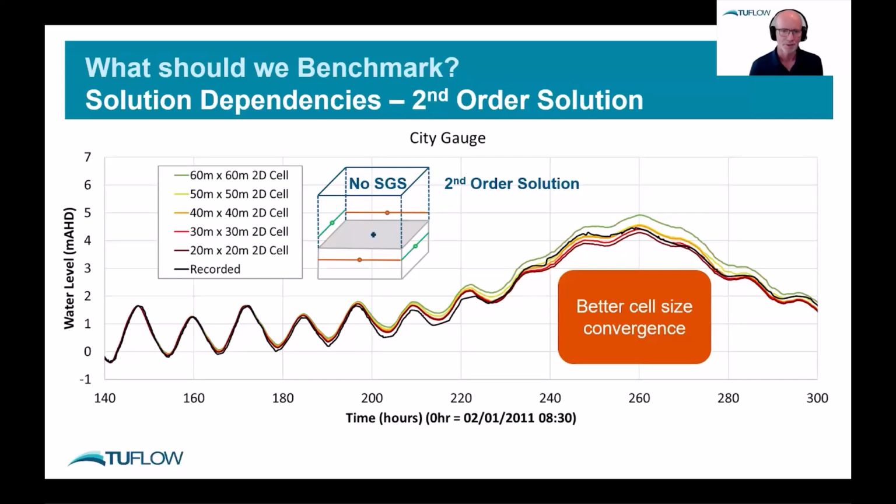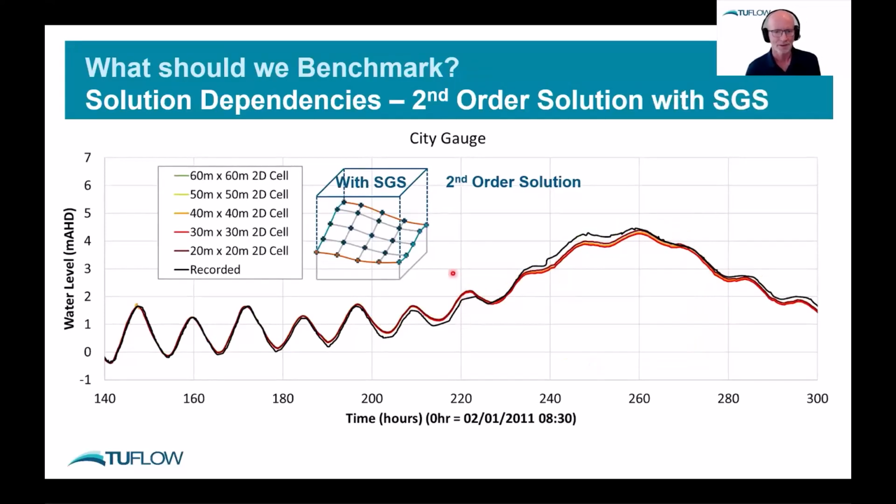So we've improved things there by just simply going from a first order to second order. If you add in the feature we call subgrid sampling, where each cell is actually sampling the underlying terrain data at much higher accuracy, so you're working with effectively cross sections on your cell faces and a storage area curve for your volume, you'll see the convergence improve even more.